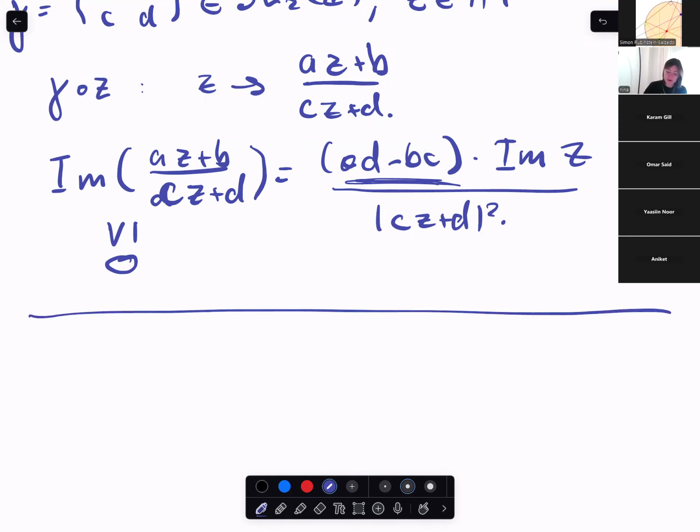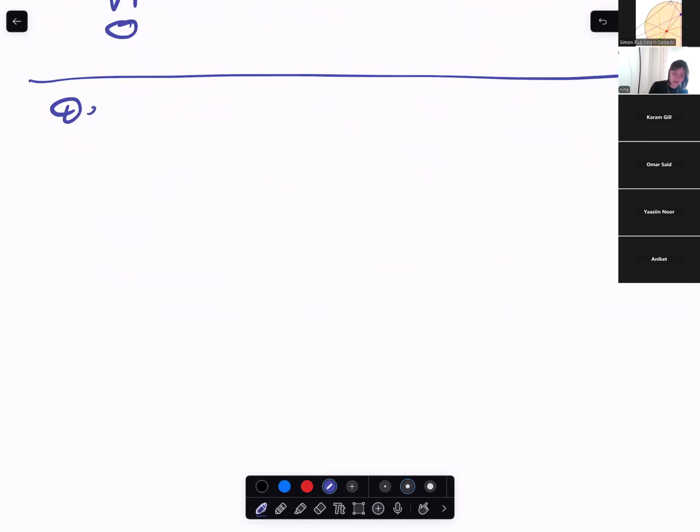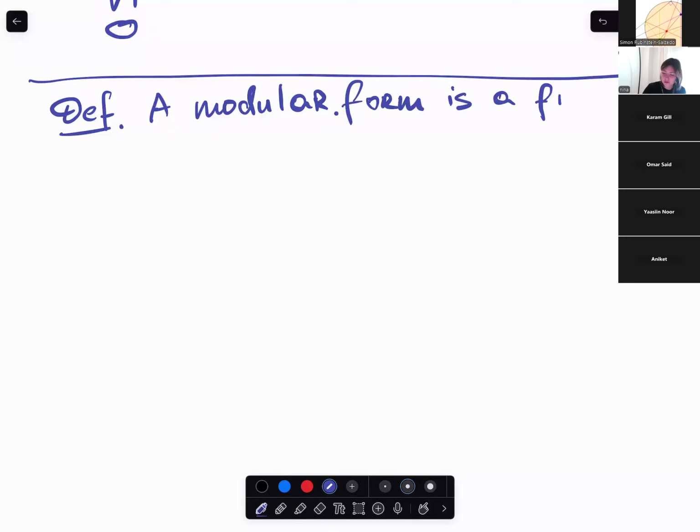Okay, so now we can define what a modular form is. Definition. So a modular form, it's called a form, but it's actually a function. So it's a function f that goes from the upper half plane to the complex numbers, that basically has a lot of symmetries under these transformations.